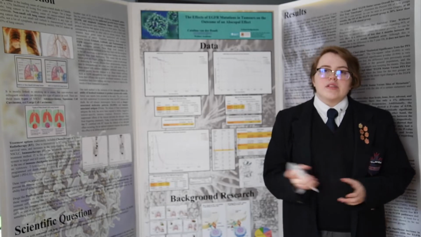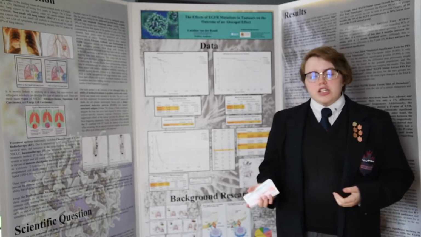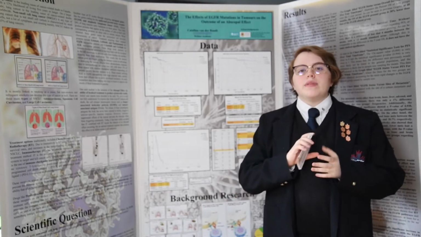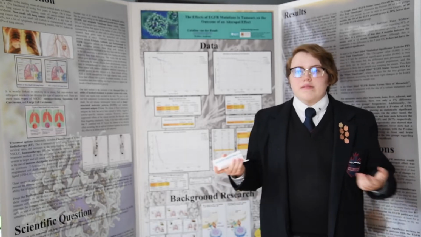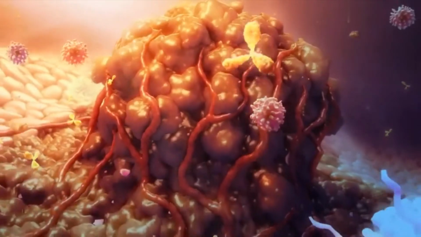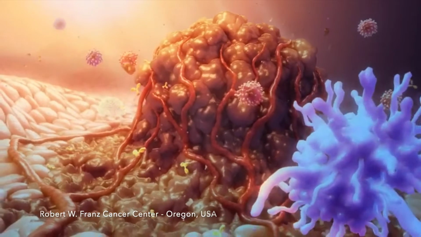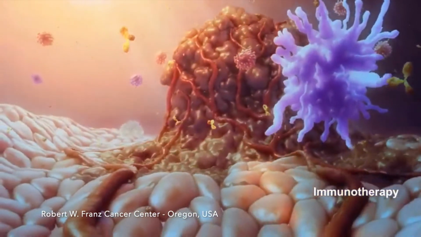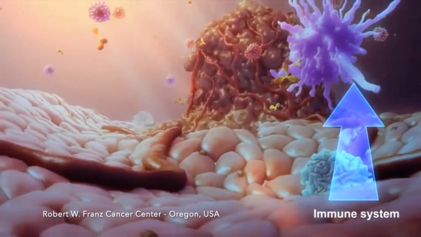There are many different types of treatment for lung cancer, including radiation therapy and chemotherapy, but the treatment option that has taken the forefront of cancer research as of late has been immunotherapy, which utilizes the body's own immune system to target cancer cells rather than attacking them directly through the use of chemicals or radiation.